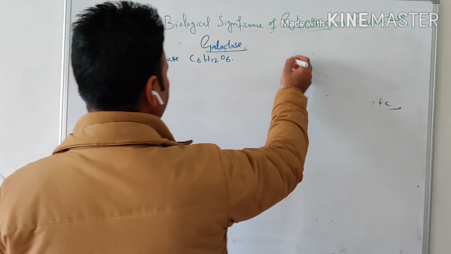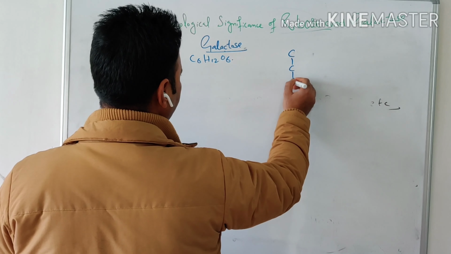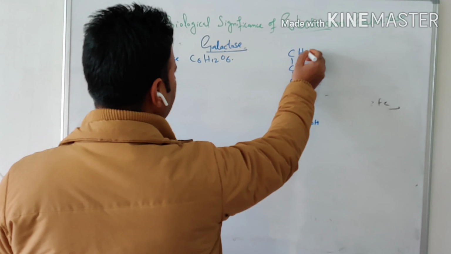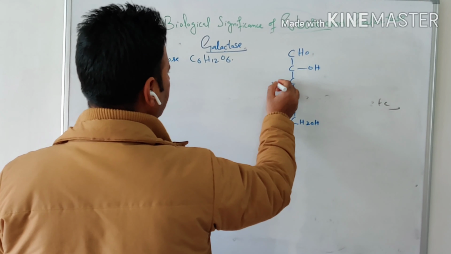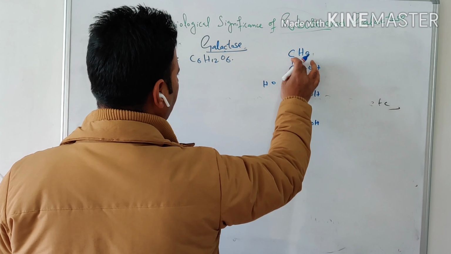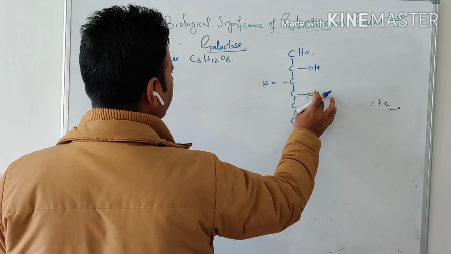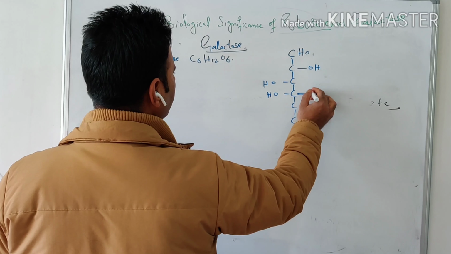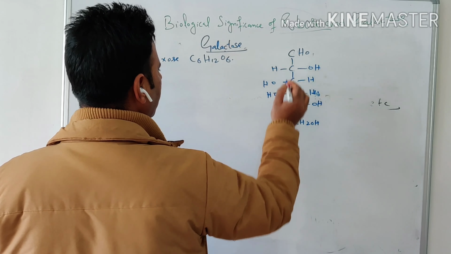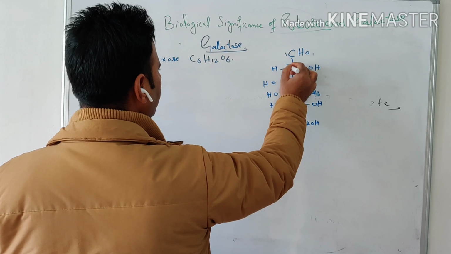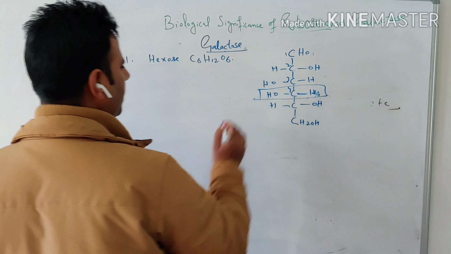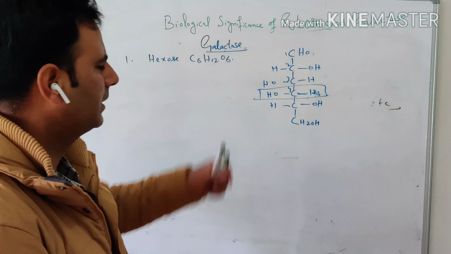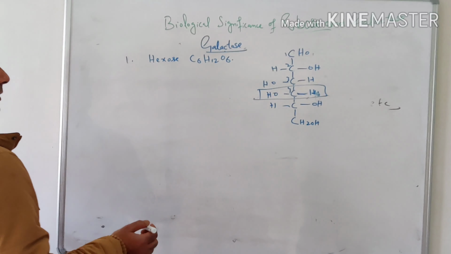And the galactose has an open chain structure like this, 1, 2, 3, 4, 5 and 6. Here it is CH2OH. Here it is CHO. This way I can write galactose. Here it is H, here it is H, here it is H. As compared to glucose, the difference lies at carbon number 4. This is the carbon number 4. Here OH is on this side and the glucose has OH on that side. Right? The difference lies at carbon number 4.